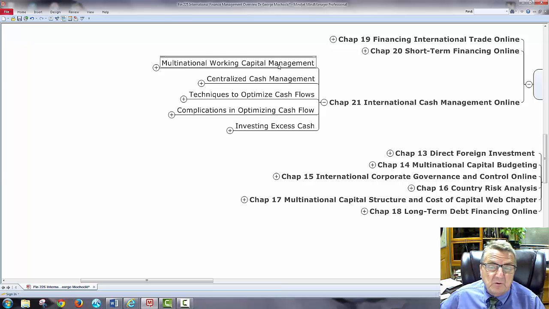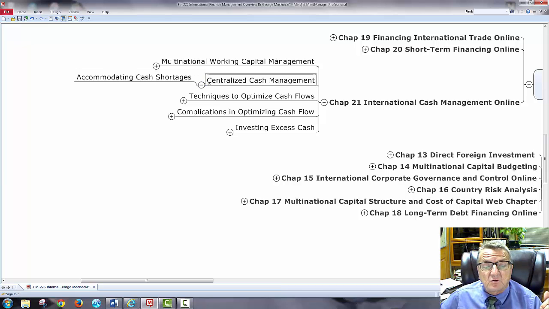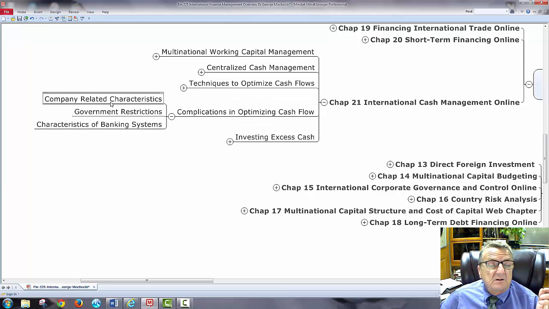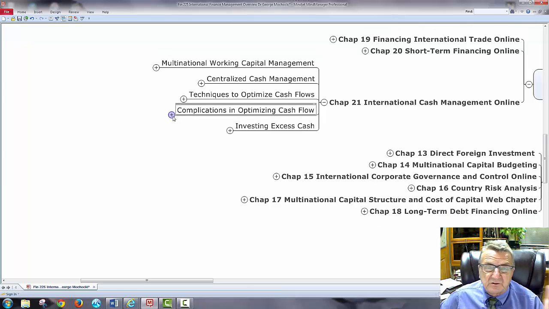Multinational Working Capital Management, Centralized Cash Management, accommodating cash shortages for the organization, for a multinational. Techniques to optimize cash flows within the multinational structure, different units or different geographic areas, depending on how your organization is structured. Complications in optimizing cash flow: related government restrictions, characteristic of banking restrictions, depending on which area, which banking system.